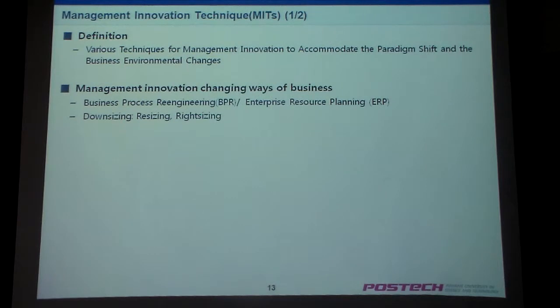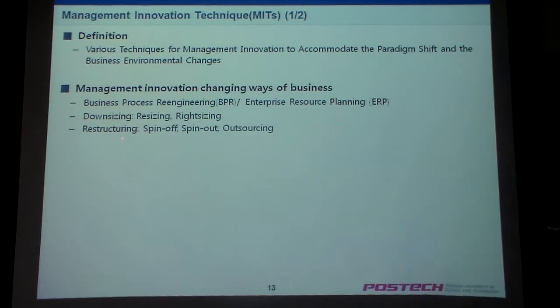And then downsizing, resizing, and right-sizing. Downsizing, actually the term came from the computer system, but downsizing is used to size down for effectiveness. However, sometimes it is called resizing. The size is changed, and right-sizing is optimal sizing. So you make the size optimal.